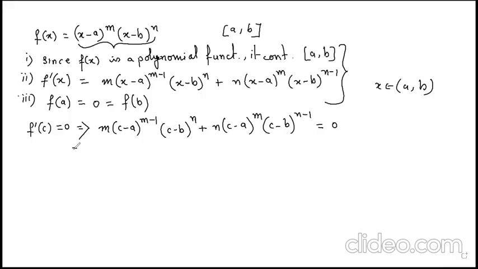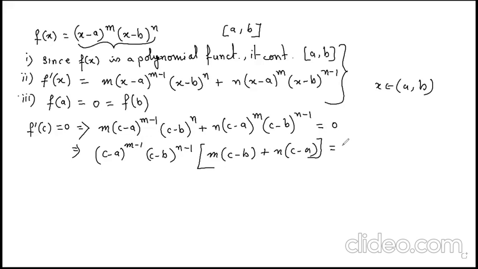Now from this equation, I need to find out the value of c, right? So let us simplify. What is the common part from these two parts? Let us take common (c minus a) to the power m minus 1 and (c minus b) to the power n minus 1. Then the leftover part inside the bracket will be m into (c minus b) plus n into (c minus a), is equal to 0.